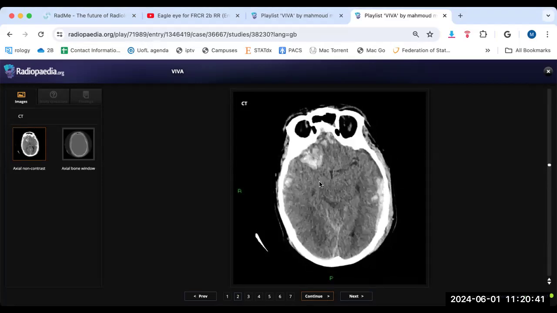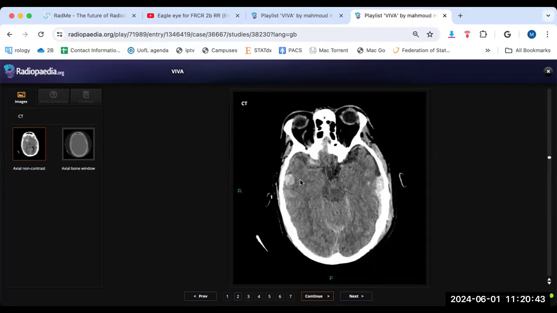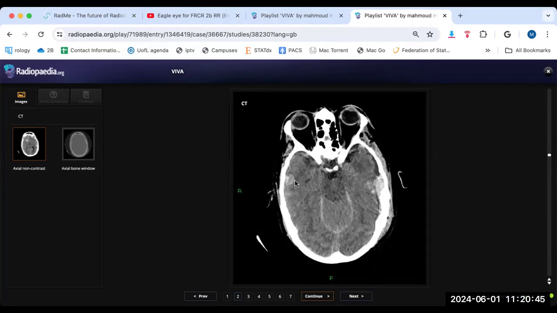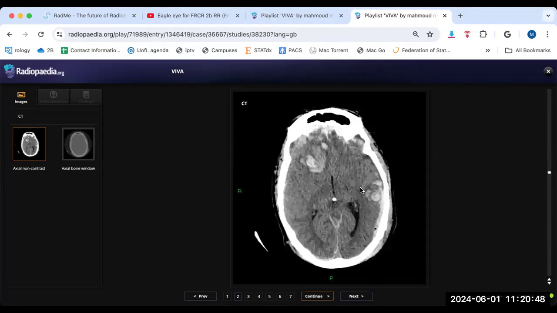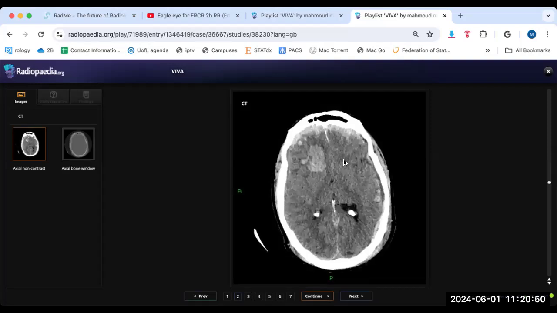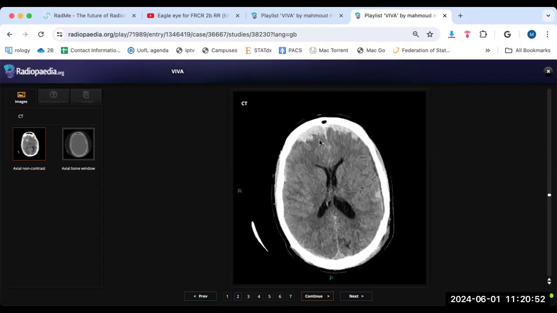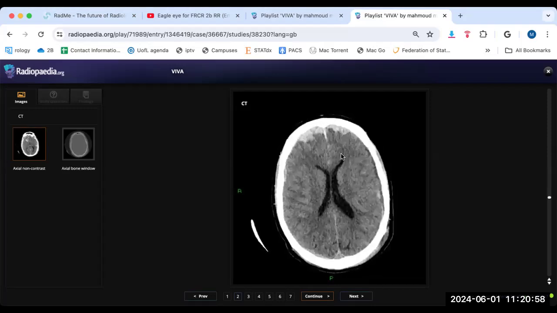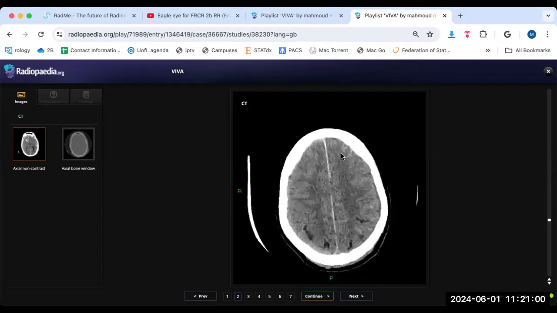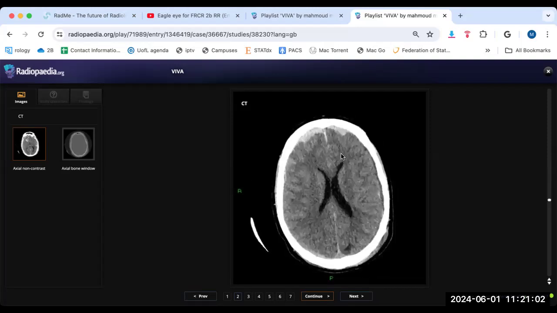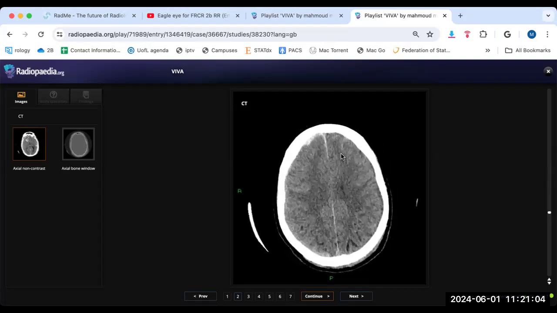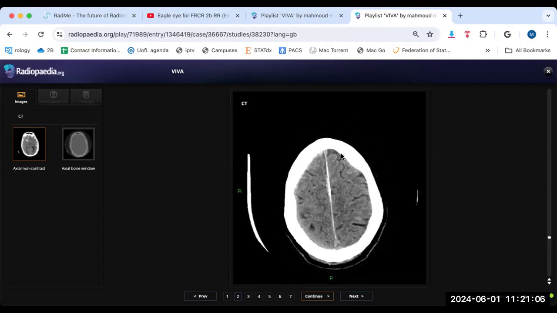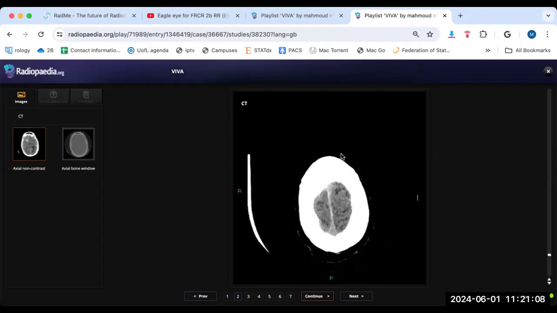Anything else? There is also a right temporal hematoma and a left temporal hematoma. There is also a large extra-axial hematoma, because it is crossing the midline. I'm suspecting it to be epidural. However, it could be bilateral subdural hematomas. There is no midline shift.